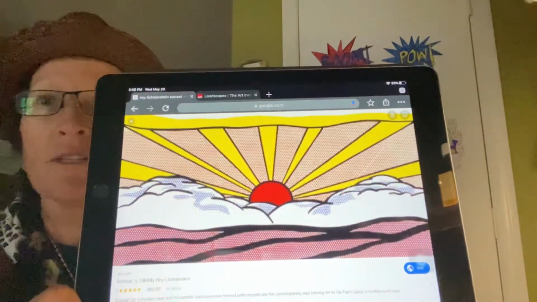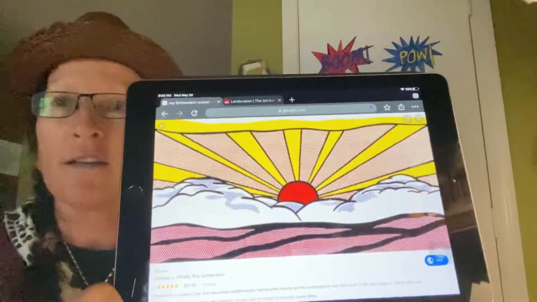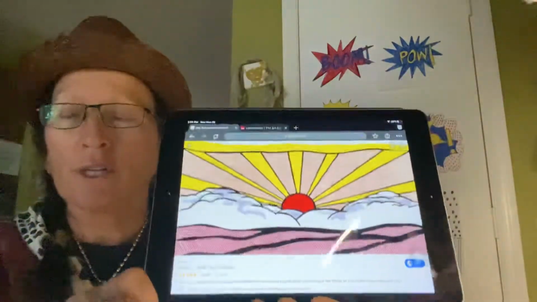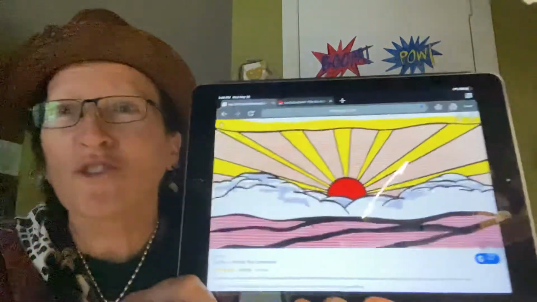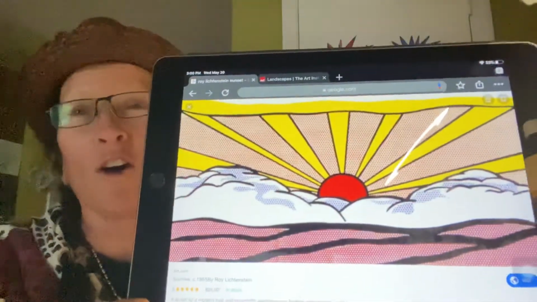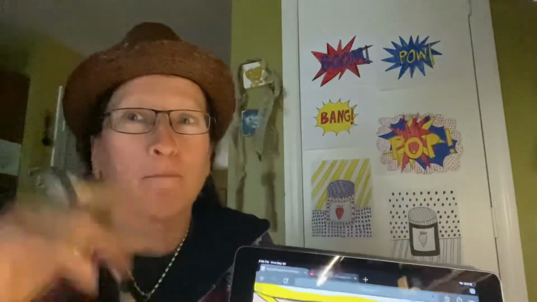So he painted this in 1965. After the comic strip inspired pop art that he did, he went into landscapes. He painted a lot of landscapes, and this particular landscape sold for $165 million, just so you understand how big pop art was and how big Roy was in that field of art.